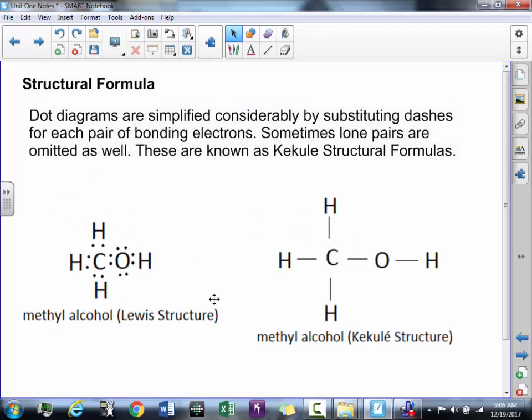Okay, a little bit of terminology I need you guys to know. We were just drawing Lewis dot diagrams. If I ask you for what's called a structural formula, the most common way of drawing a structural formula is you take the 2 electrons, and rather than drawing 2 dots, you replace it with a line. Have you ever seen a picture like this? This is methanol in Lewis structure. This is methanol in Kekulé structural formula. It's literally the exact same thing.